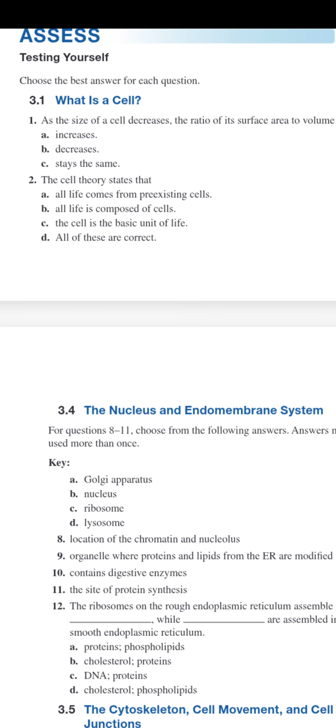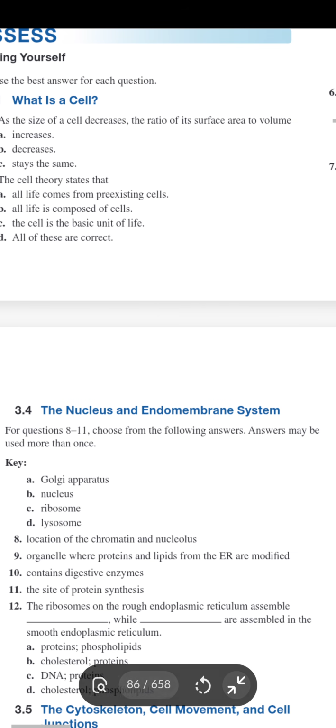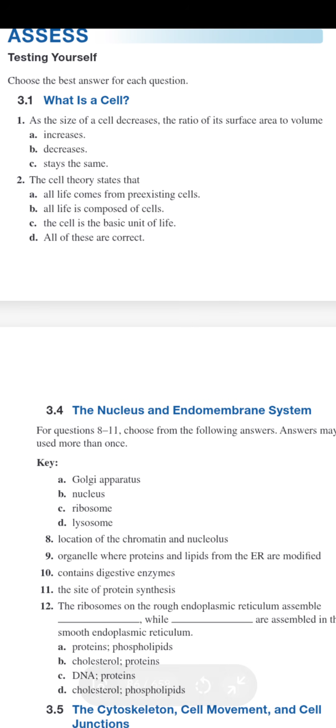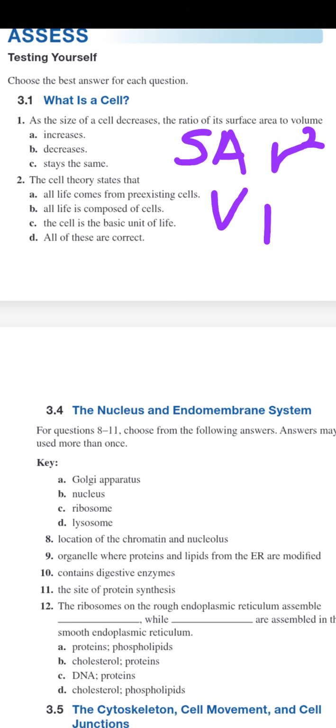Number 1: as the size of a cell decreases, the ratio of surface area to volume. So let's see, surface area to volume, with size decreasing. I don't know the shape of the cell, so I will not give a specific formula. However, what is known is that surface area always goes with r squared, and volume always goes with r cubed. These are the respective formulas.